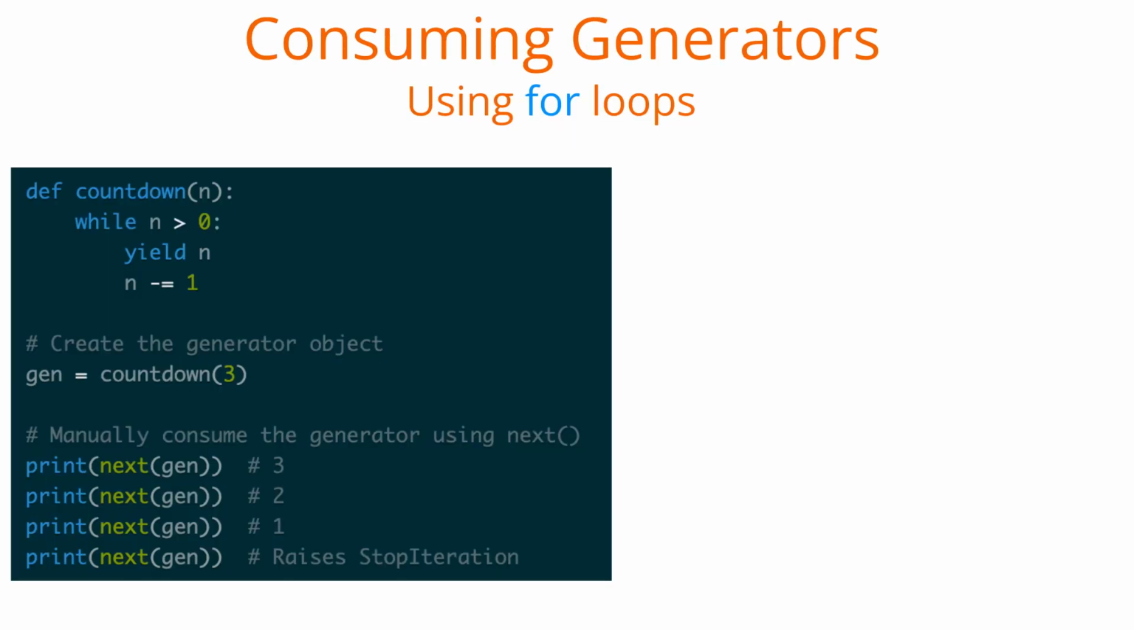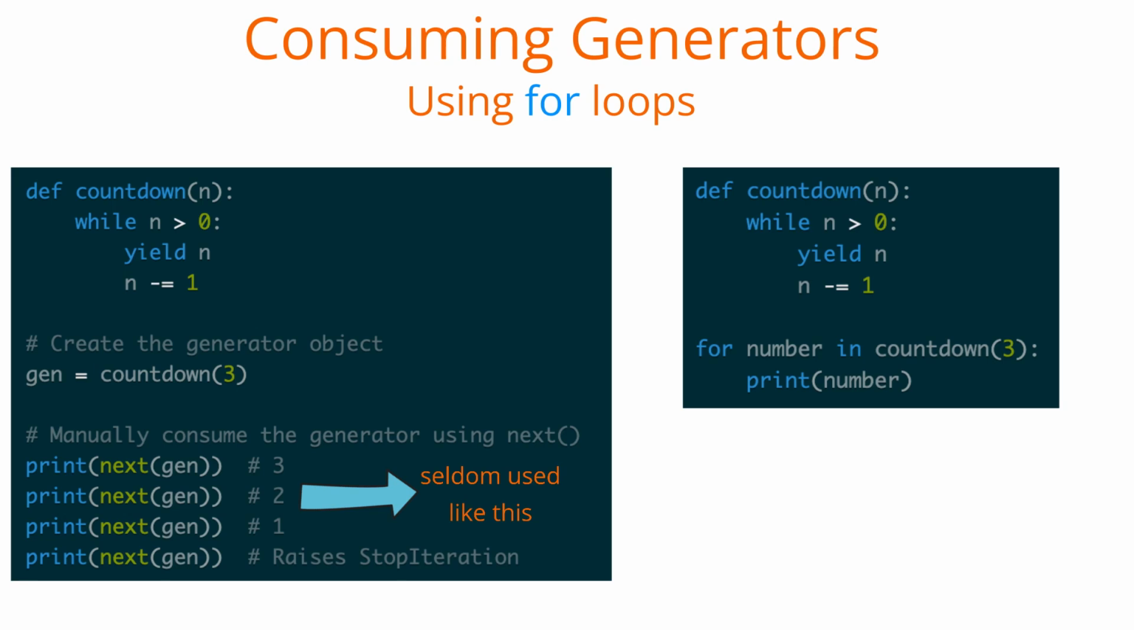By now, you've seen how we can consume generators using next quite a few times. And yes, next is how generators actually deliver their values one at a time. But in the real world, you're almost never going to manually call next over and over again, like we're doing here. Instead, you'll let a for loop do the heavy lifting.